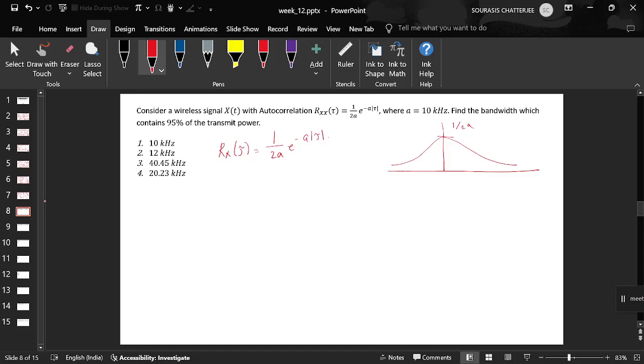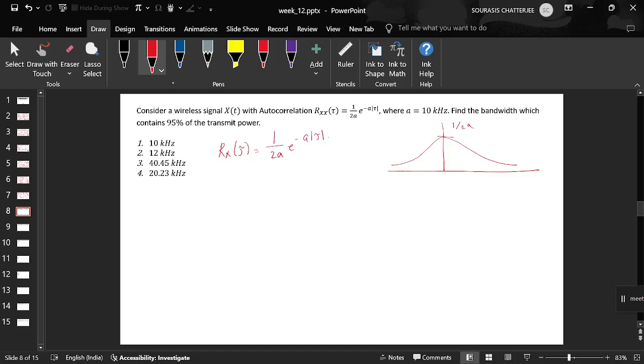So basically we are asked what is the bandwidth which contains 95% of the transmit power. Fine. So how do we do that? We have this autocorrelation function. We can now just take the Fourier transform. That will give us the power spectral density, which is a measure of power per unit spectrum. And our next task is to find the spectrum width or the bandwidth where 95% of the transmit power is concentrated for this particular signal. So that is our job.